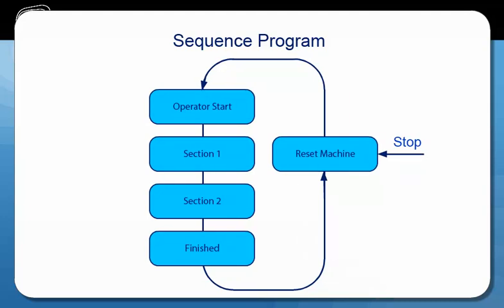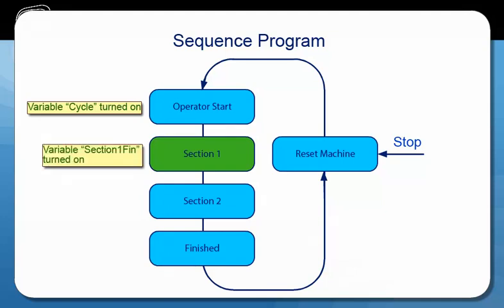In our example here, the machine will be sitting and waiting for the operator to start the machine. When the operator pushes the start button, a variable that we will call cycle will be turned on. That is the signal to start section 1 of the program. When that completes, we will turn on a variable that we will call section 1 fin. That is the signal to start section 2 of the program.